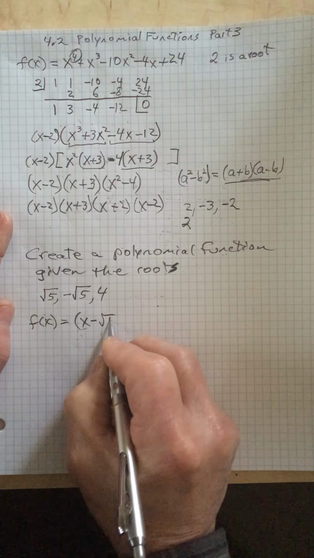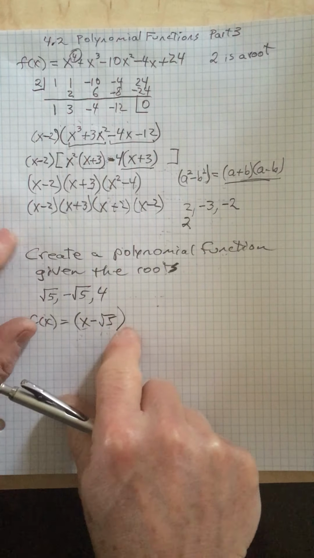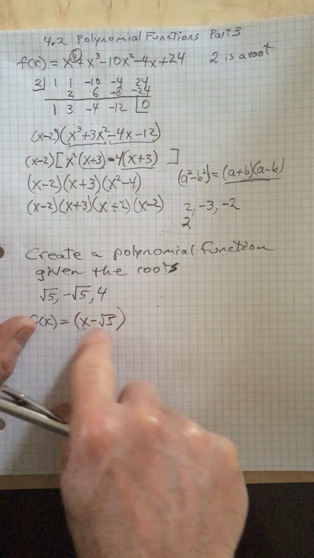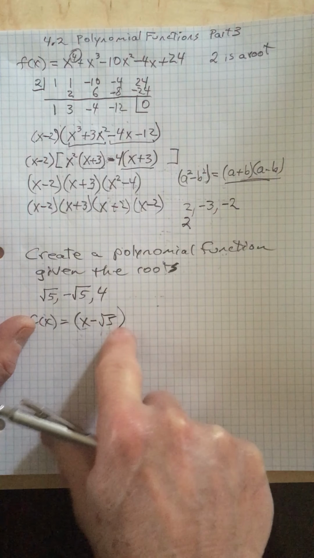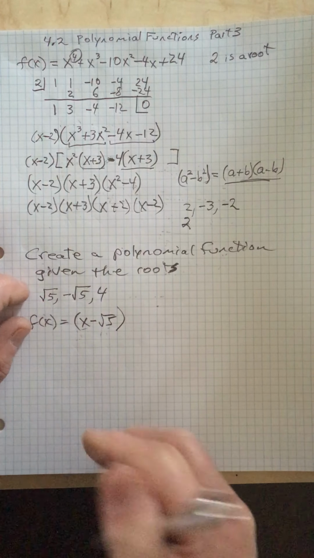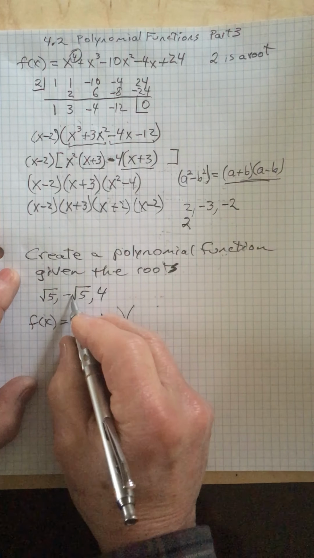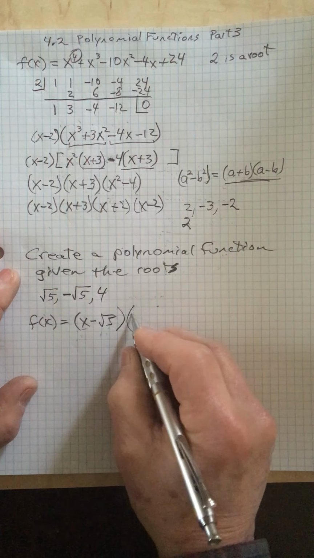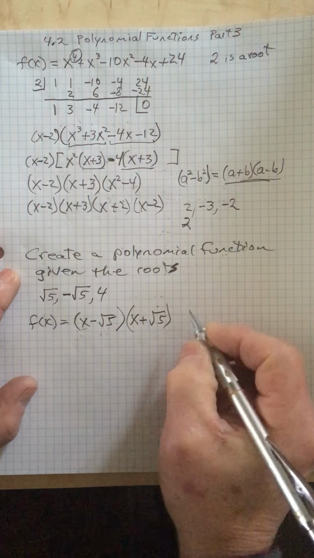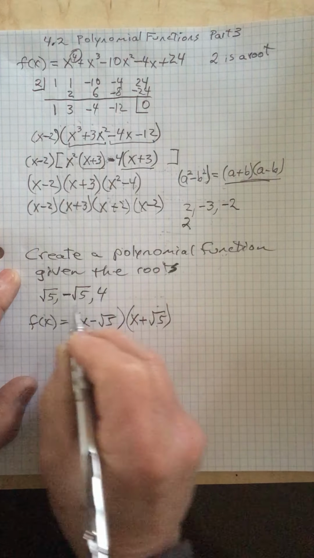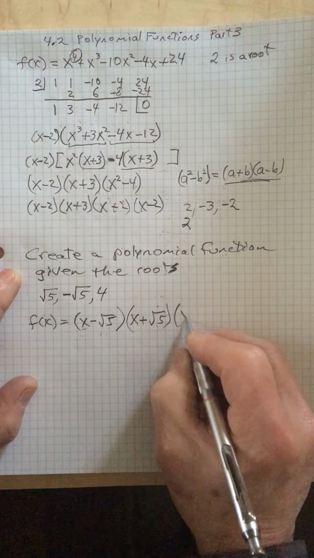And again, why do we change the sign? Because the root here would be when this is 0. If x equals the square root of 5, this is 0, and that's square root of 5, so that's why you need a minus there. Next one, we're going to change the sign again. This time it's going to be x plus the square root of 5 for the factor. This factor leads to this root. And then finally x minus 4.